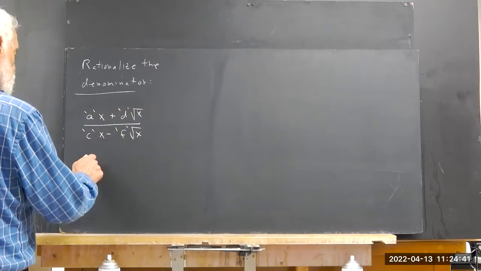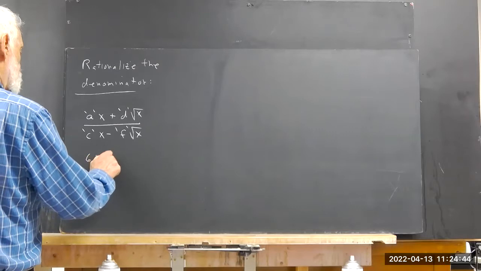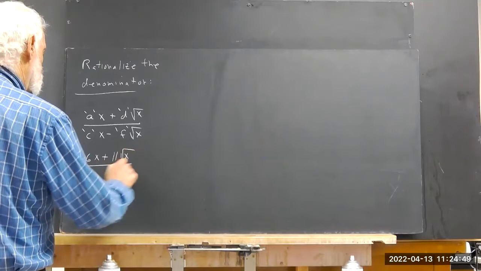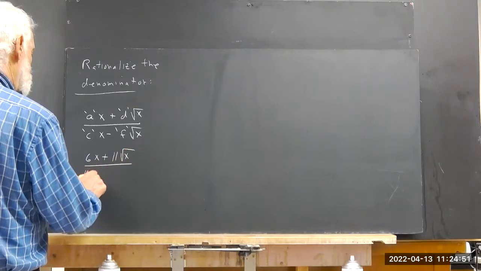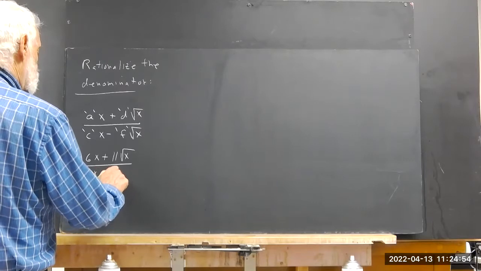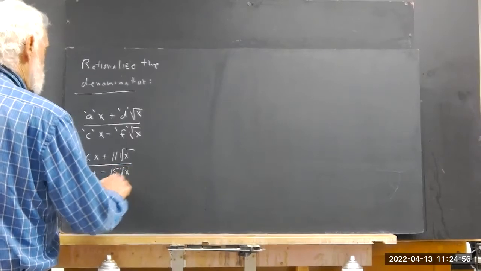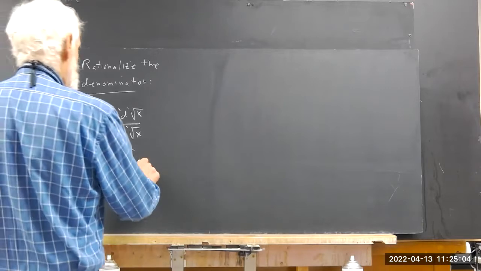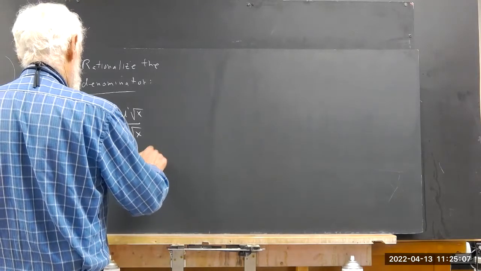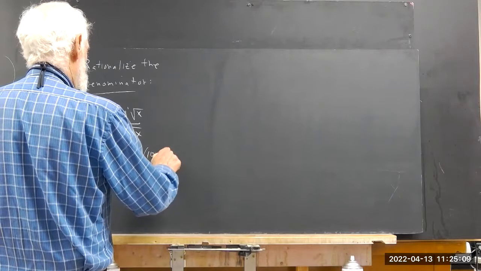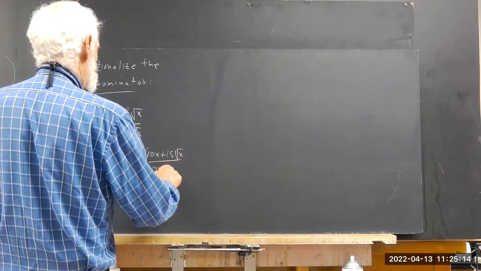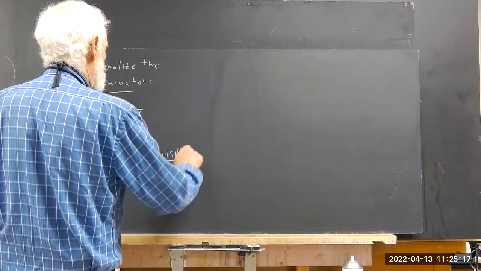Now let's just put some numbers in there. Let's say it's 6x plus 11 square root of x over 10x minus 15 square root of x. To rationalize the denominator, we multiply this by 10x plus 15 square root of x over 10x plus 15 square root of x.